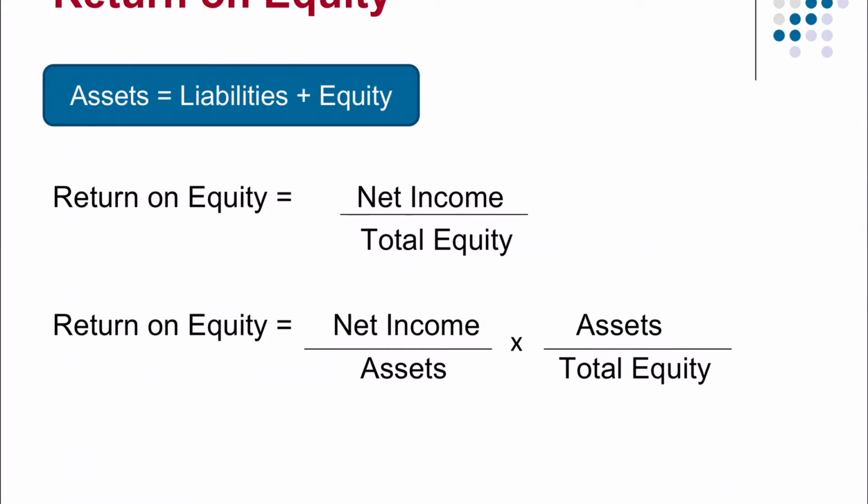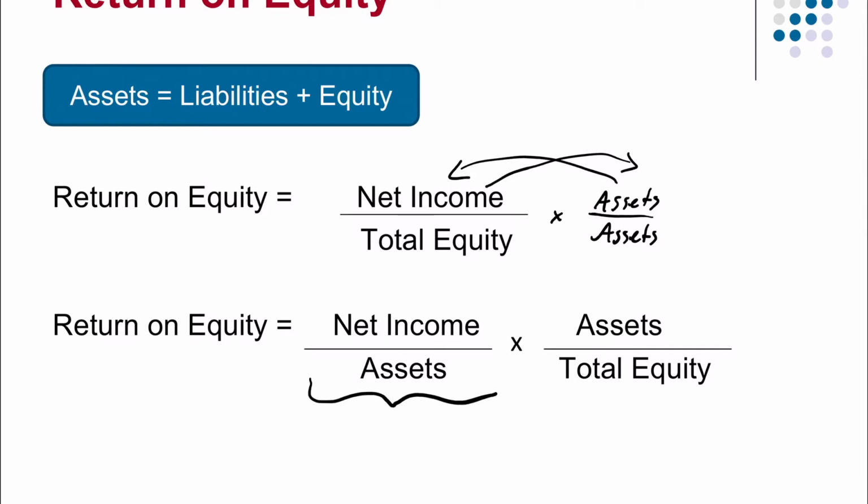Return on equity: up at the top there in the blue box, you have your balance sheet identity, which is simply assets equals liabilities plus equity. Return on equity is simply how much profit, or how much net income, they are generating on their equity base. What we can do is multiply both the top and bottom of this ratio by assets, and that will not change the value of that particular ratio. Then we can rearrange it, move assets over here, move net income over here, and we now have return on equity broken down into net income over assets times assets over total equity.